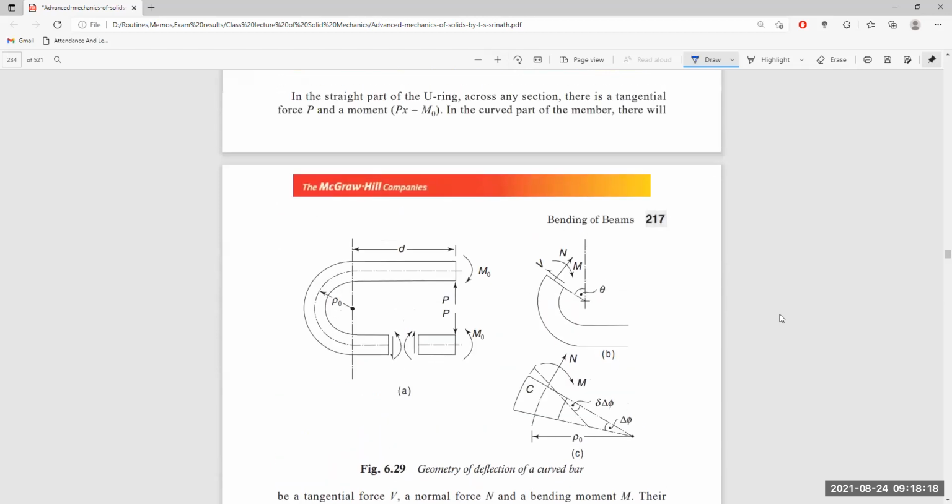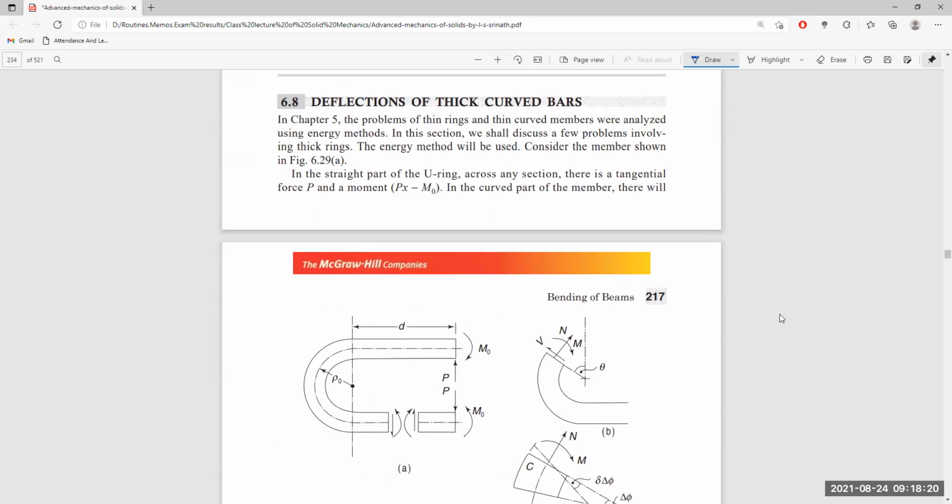Now, let us consider the deflection of a thick curved beam, which is our subject under consideration. We have just discussed the problems of thin rings and thick curved members, thin curved members using the energy methods, meaning how much energy is being stored there due to the action of various types of forces of various nature. Now we have to use this knowledge here. We have discussed a few problems. For these thick rings, the energy method will be used here to calculate our parameter itself.